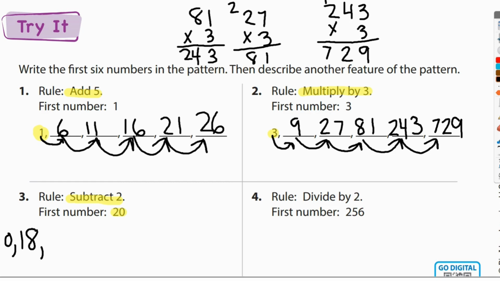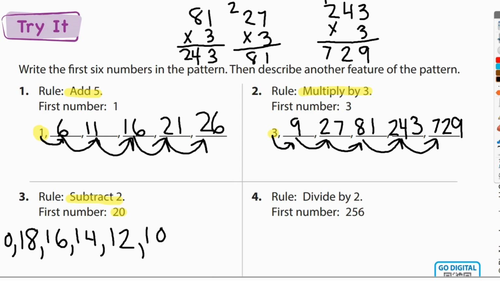Start at 18. Count back 2 times. 18 in my head. 17, 16. 16 in my head. 15, 14. 14 in my head, 13, 12. I can keep going if I wanted to. Now, this one does say the first 6 numbers, so I'm going to put one more. 12, take 2 away, leaves me with 10.